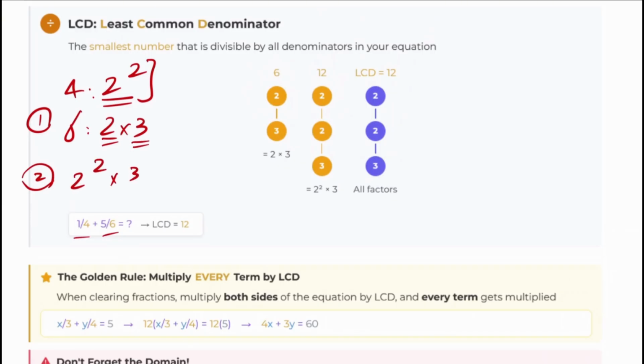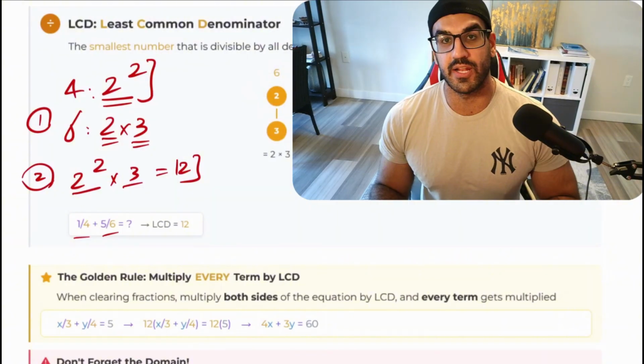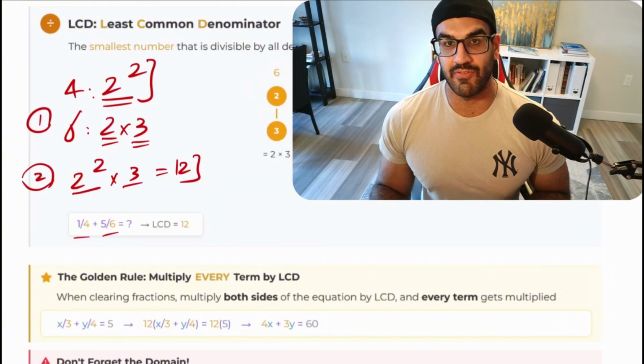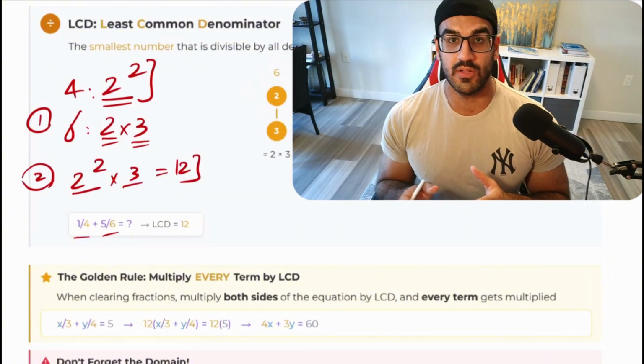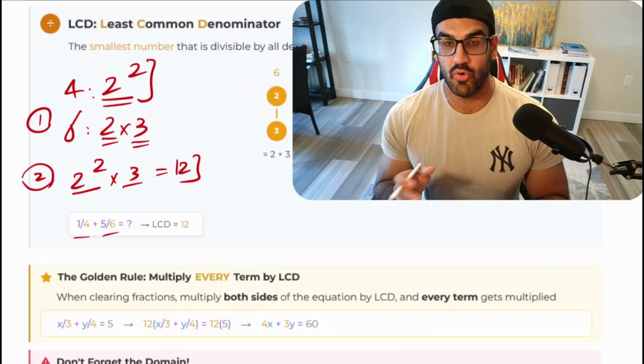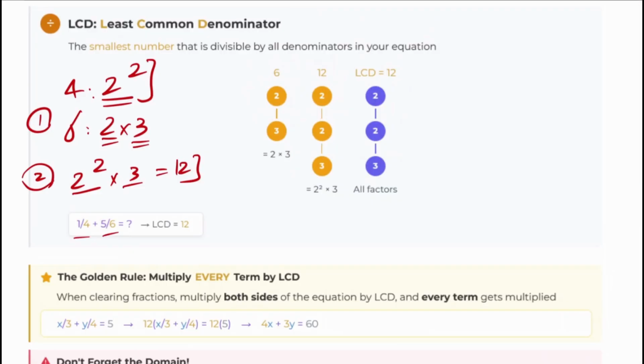After you finish with the common numbers, consider the uncommon numbers and multiply all of them together. So at this point, I have 12. It means that 12 can be divided by 4 and 6 evenly. So 12 is the least common denominator of 4 and 6. So for sure, I know that if I want to get rid of both fractions at the same time, I have to multiply everything by 12 itself.